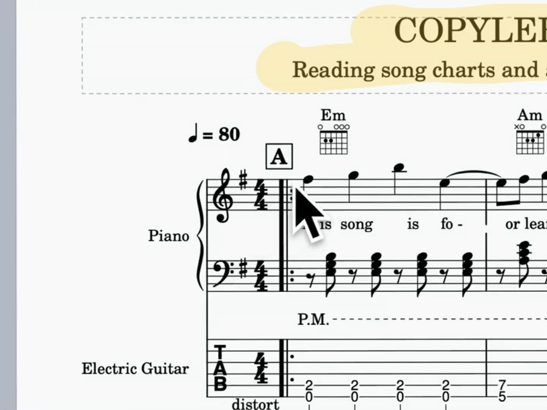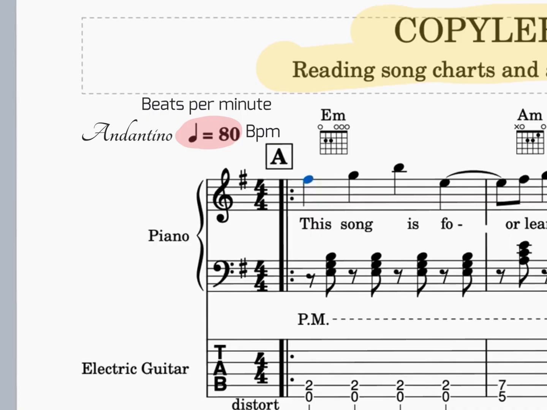The first thing to take note of is this symbol here. This is telling us how fast we should be playing our music. This is measured in beats per minute. So really what it's saying is 80 beats per minute. In some music, you might see an Italian term. That Italian term is also a classical way of telling you how fast to play the music.